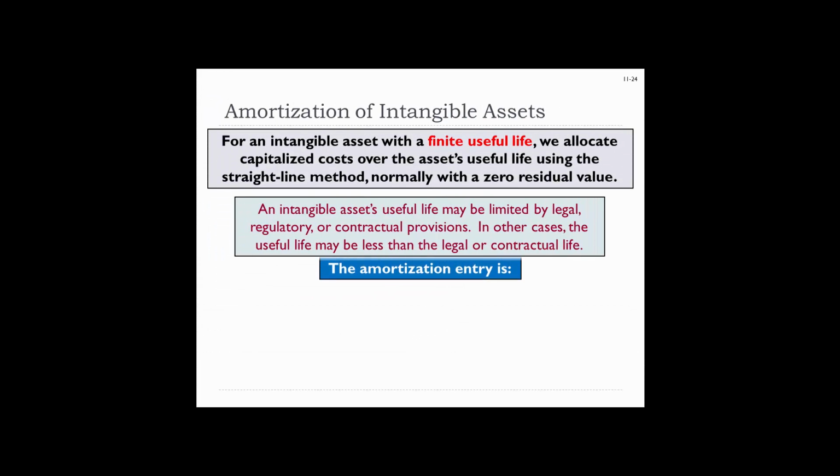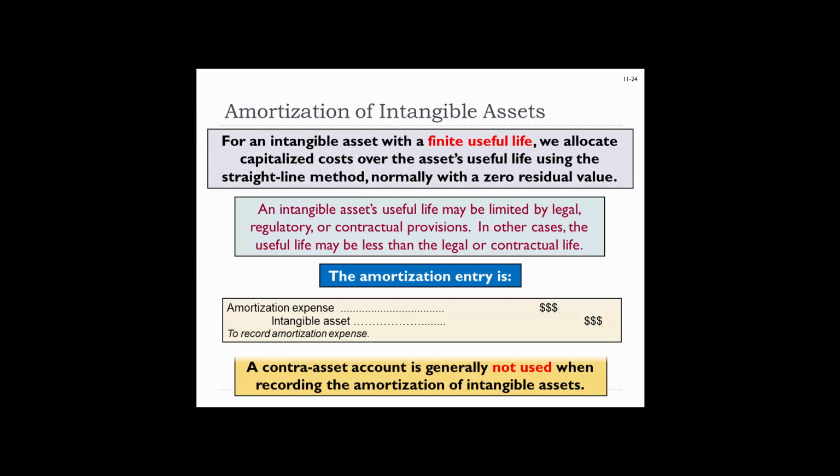Now, if we're talking about an intangible asset with a finite useful life, which means there is an end to it, whereas an infinite useful life means we have no determination on when it will end, then we wouldn't be able to amortize. For a finite life, we allocate capitalized costs over the useful life using the straight line method, normally with a zero residual value. An intangible's useful life may be limited by legal, regulatory, or contract provisions.